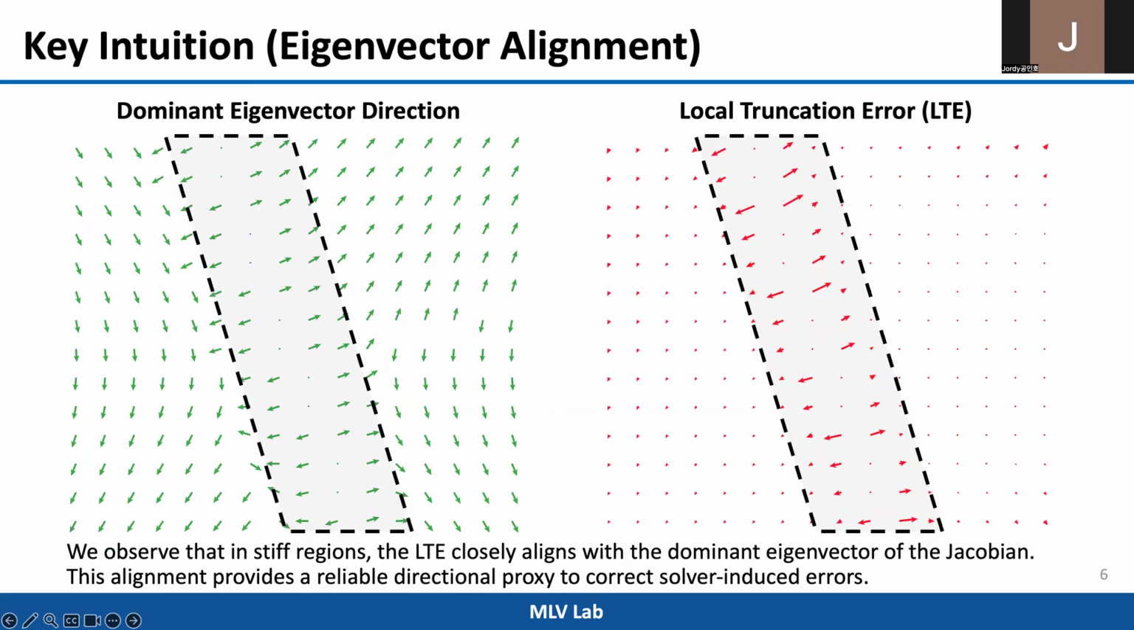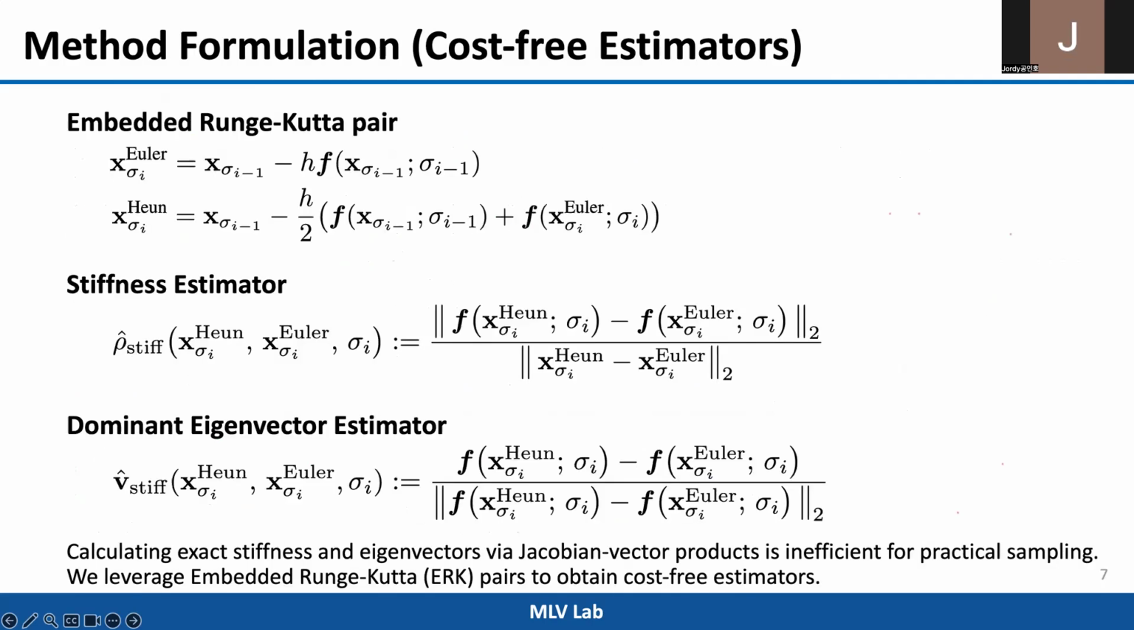But what does this error actually look like? Interestingly, we observed that in steep regions, the LTE aligns almost perfectly with the dominant eigenvector of the local Jacobian. We also provide theoretical insight for this in our paper. This gives us a clear strategy. We can use this dominant eigenvector direction as a proxy to correct the solver-induced error when stiffness is sufficiently high.